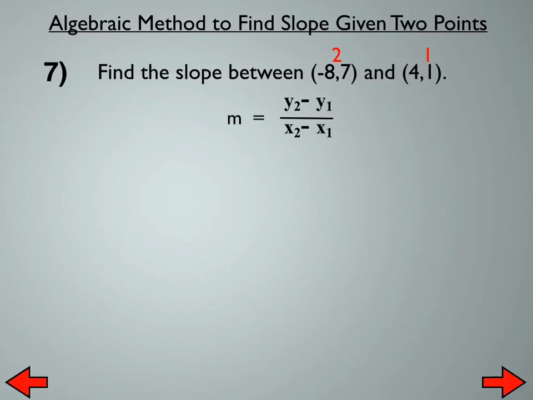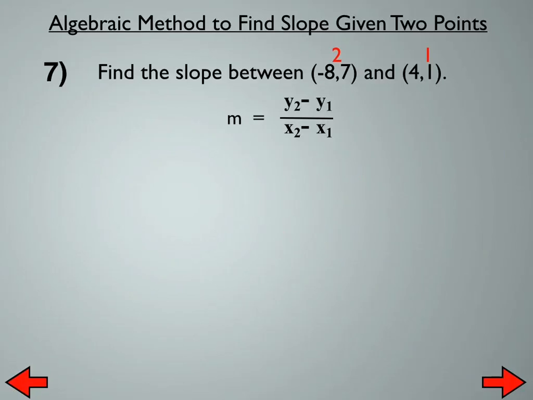Hold on a second. There we go. We have 1 minus 7 over 4 minus negative 8. Or this time what I did is something a little different. I pretended like this was the second order pair and that was the first one, just to prove it doesn't matter which order pair you take first. You just have to be consistent.